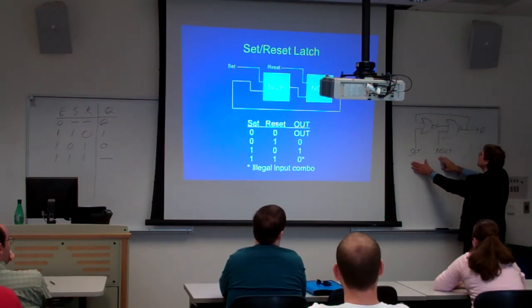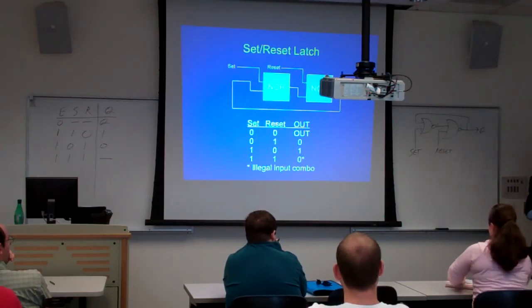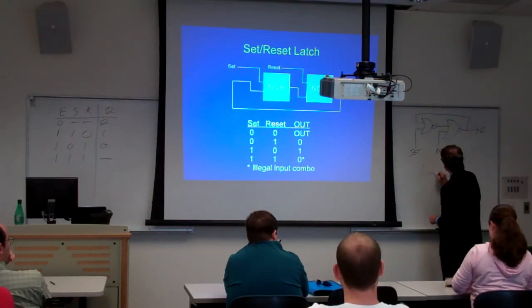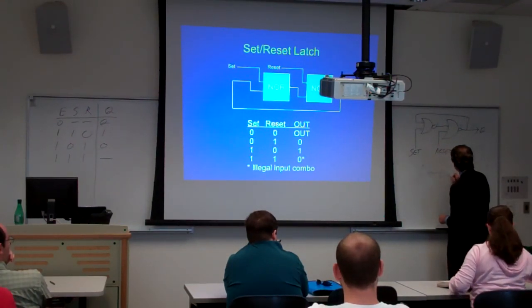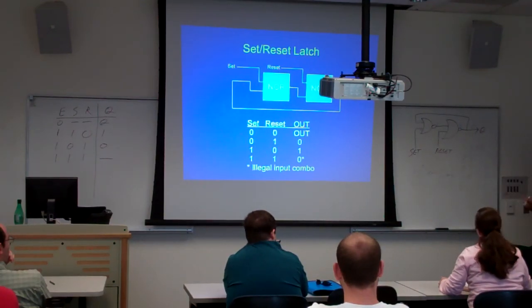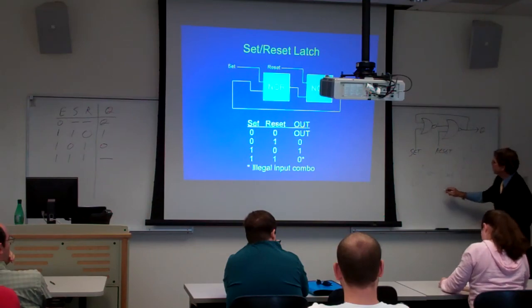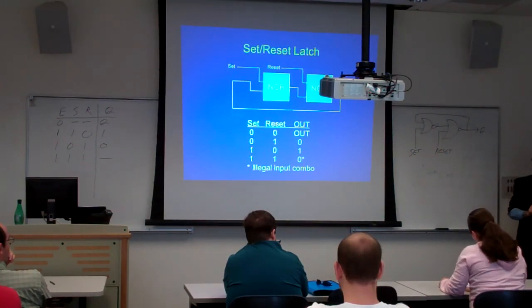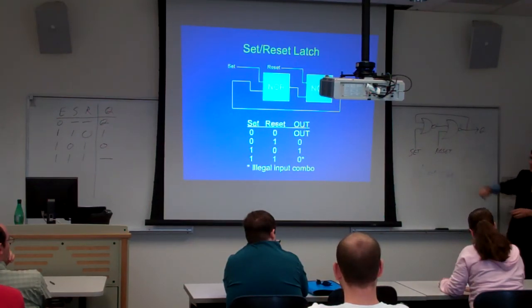Okay, with both of these 0, this looks like two inverters. It's the same thing as this. Whatever bit value you have here will be inverted here and will be repeated out here. Okay, that's how the circuit looks when set and reset are zero.